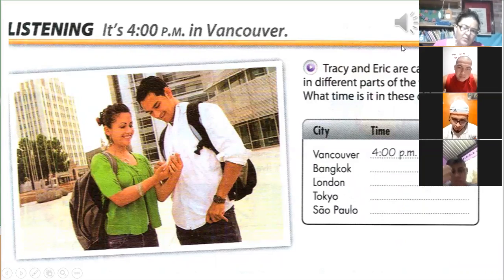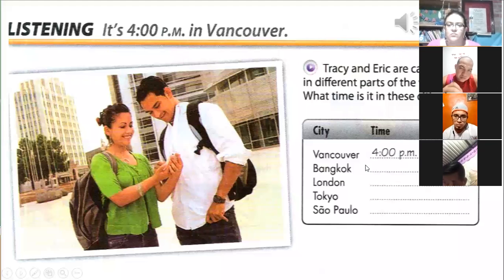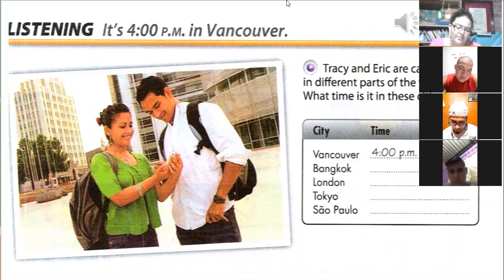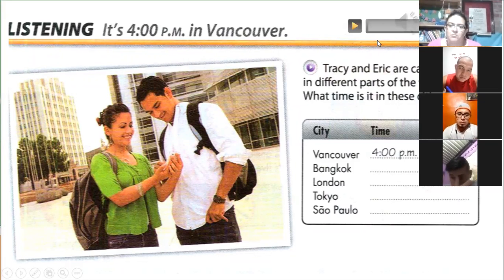Okay. That's it. Now let's check. What time is it in Vancouver? Well, it's 4 p.m. This is the answer. Bangkok, 7 p.m. In Bangkok? What do you have? It's 7 p.m. Really? Sure? Yeah, it's 7 p.m.